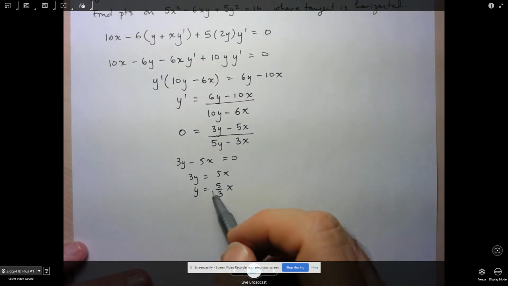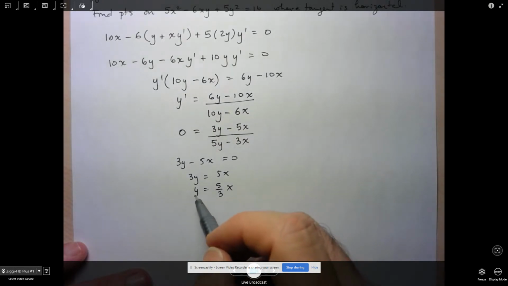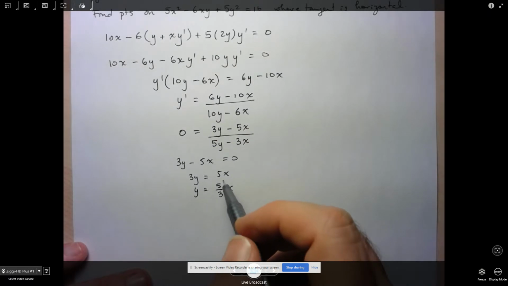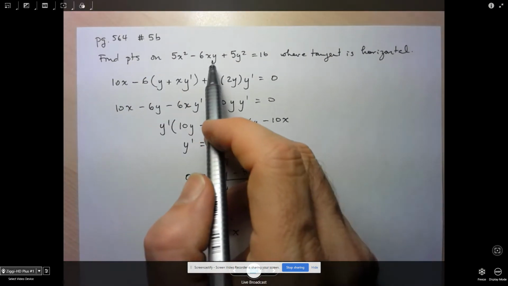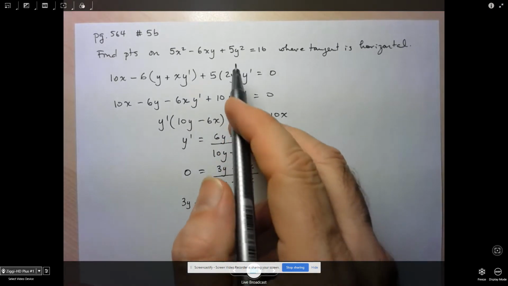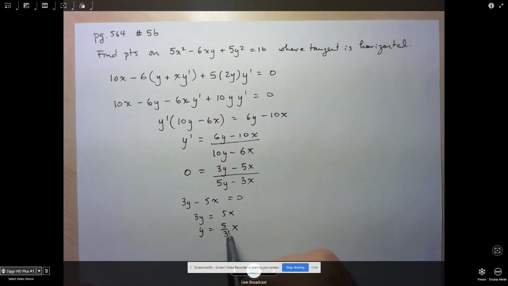Now there's infinitely many pairs that satisfy this relationship, it's just a line, but I'm only interested in those which are on my relation. So this is where I'm now going to take this relationship between x and y and input it into my original equation to solve for specific values. Wherever I see a y, I'm just going to replace it by 5/3 x.